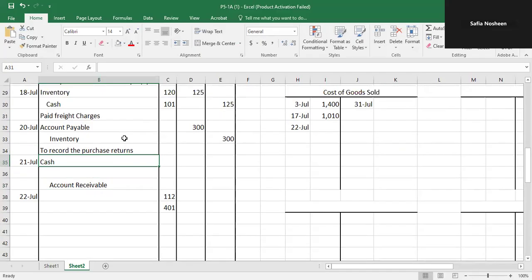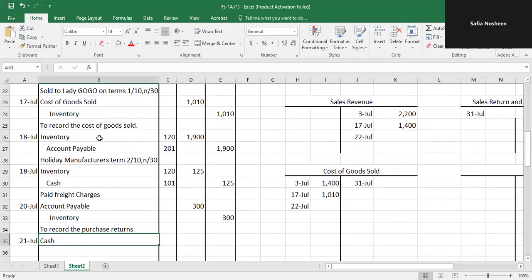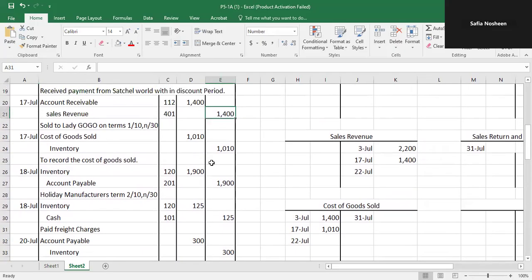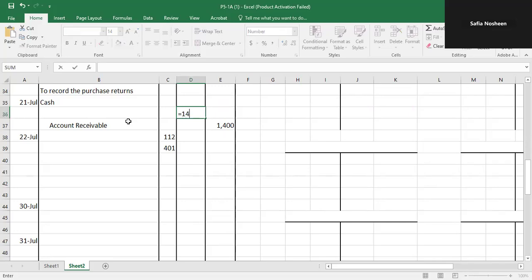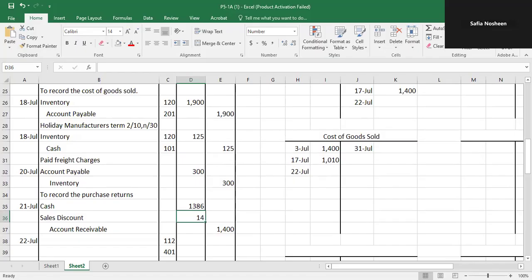The account receivable from Lady Gogo was 1400. So account receivable was 1400 to be received, but now we will give them a discount of 1%. This is called sales discount, and this amount we will get less. So 1400 minus 14, so we'll get 1356.